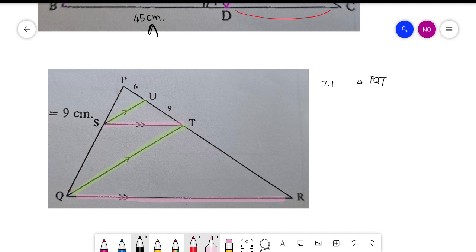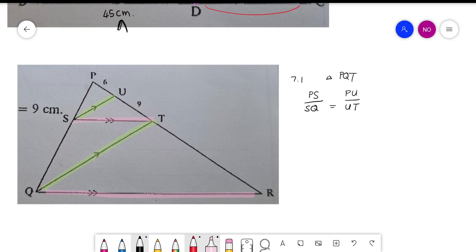PS over SQ is equal to PU over UT, and then I said, what's your reason? What's your reason? Good. Which is equal to 6 over 9, which gives me 2 over 3. Thank you.